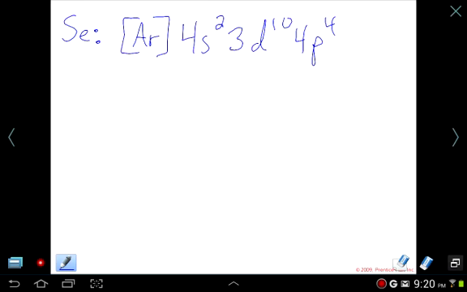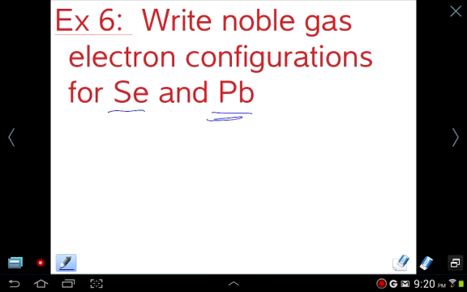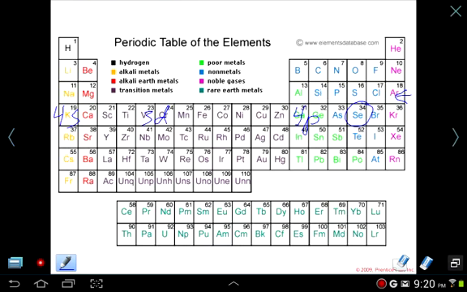Let's do a similar thing for lead. Looks like for lead, the second one, if we take a look at the periodic table, lead is actually right down here again. The noble gas before lead will be xenon, which sits out here. And then after xenon, we'll have 6s. Remember, we'll have 4f, 5d, and then we got 6p with the 2, because it's the last one. So let's go ahead and put that down as well.